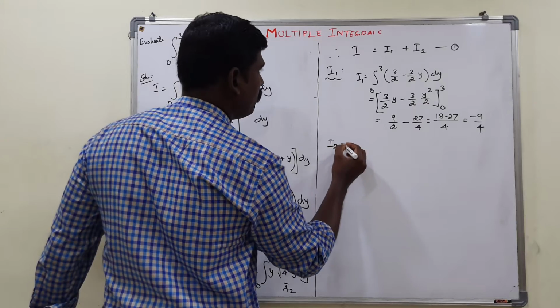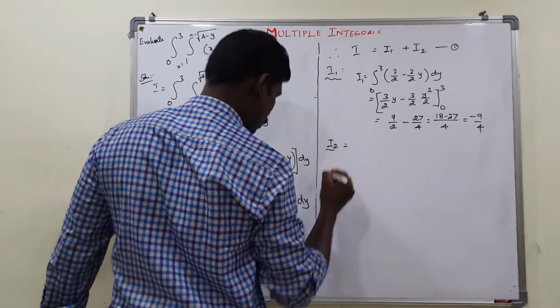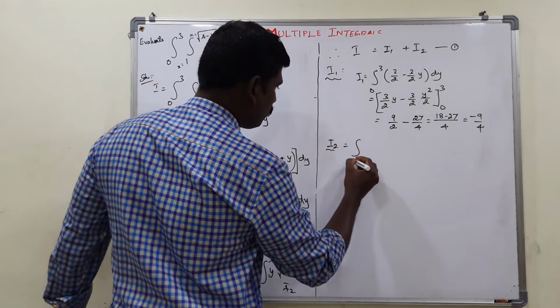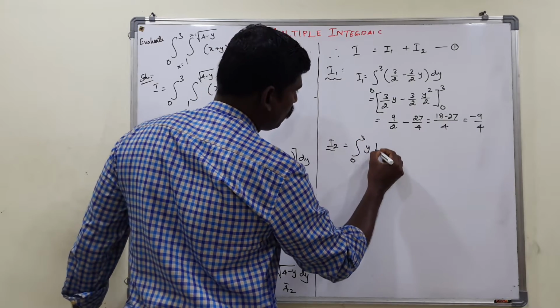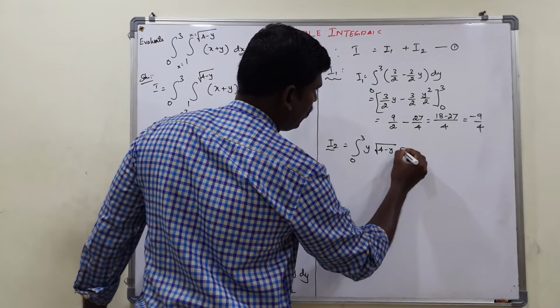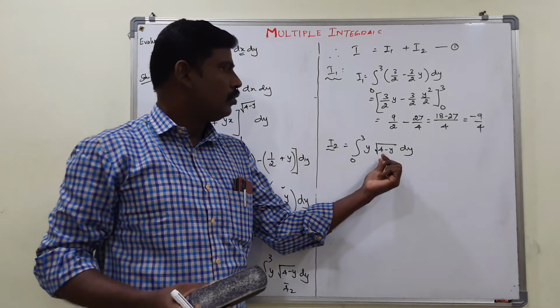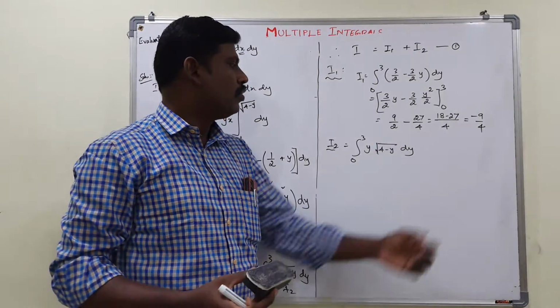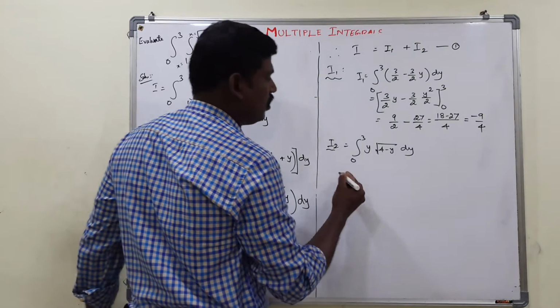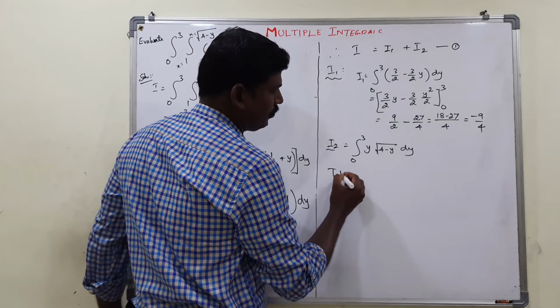Then I2. What is I2? Integral 0 to 3 y into root of 4 minus y dy. We don't have any formula to directly integrate this function. So we go for the substitution method to solve this integration.